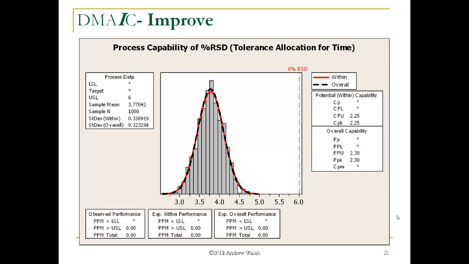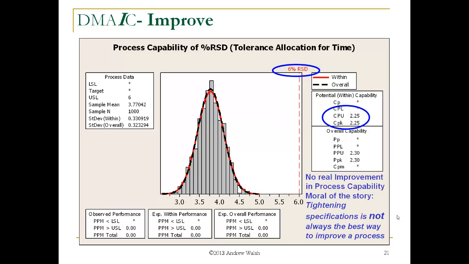We generate new data. And what did we get? Actually, we didn't do much at all. So no real improvement in process capability. Moral of the story, simply tightening specifications is not always the best way to improve a process. Getting on the right target is. Improving all the different inputs is.